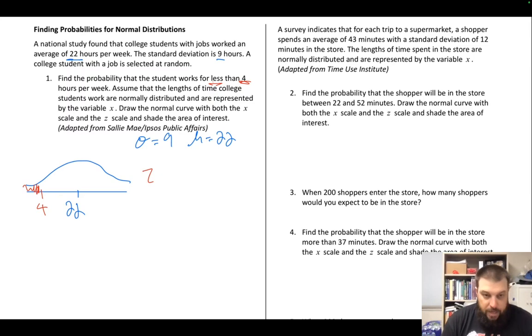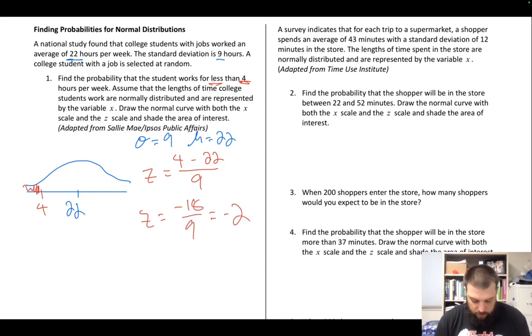So then we need to identify our z-score. So z equals our value, which is 4, minus our mean, which is 22, over our standard deviation. So 4 minus 22. So negative 18 over 9, which is negative 2. So we have a z-score of negative 2.